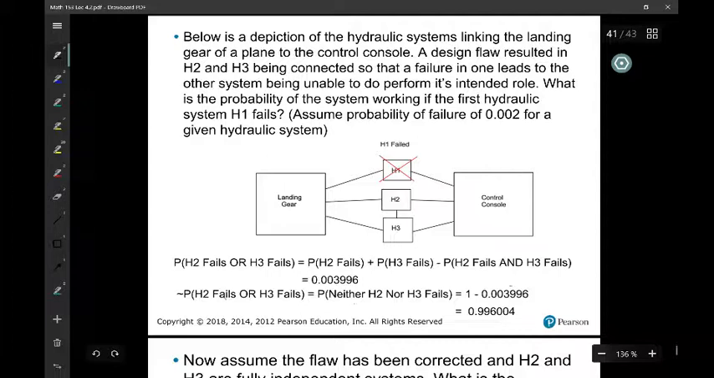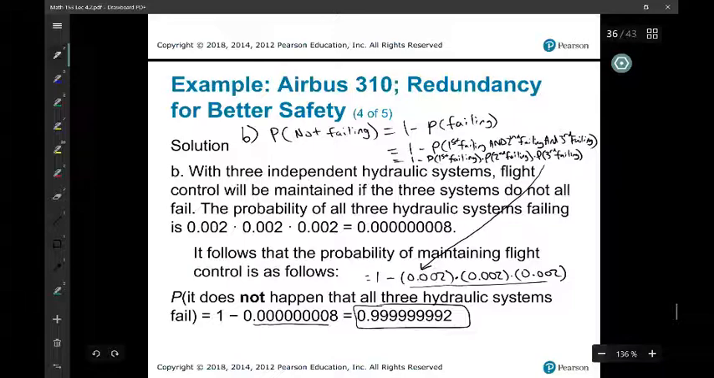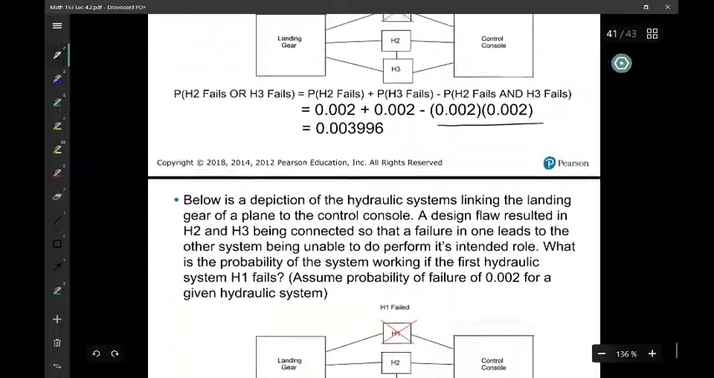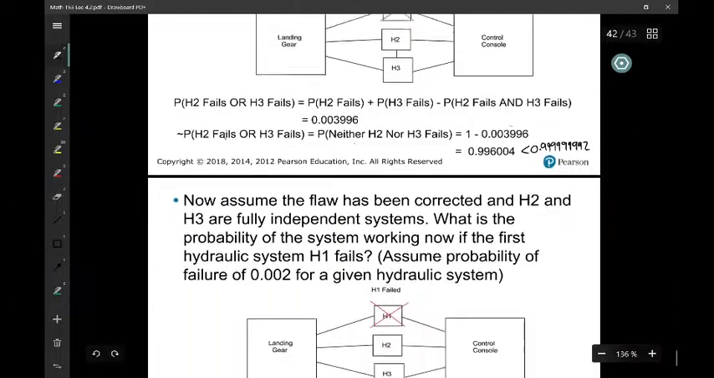So we get 0.996004, which is less than the 0. What did we have for 3 independent systems? 0.9999999992, 8 nines and a 2. So that's less than 0.9999999992. So it's clearly better to have 3 independent systems than to have 2, essentially.